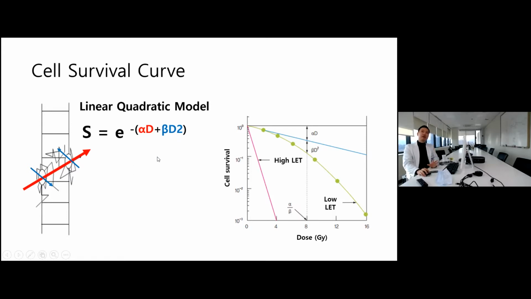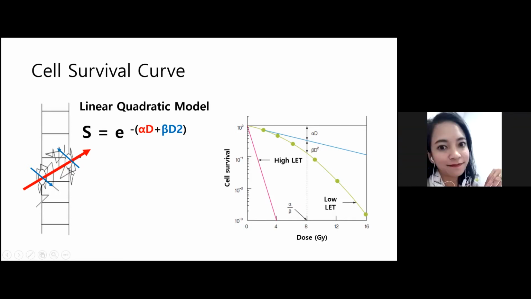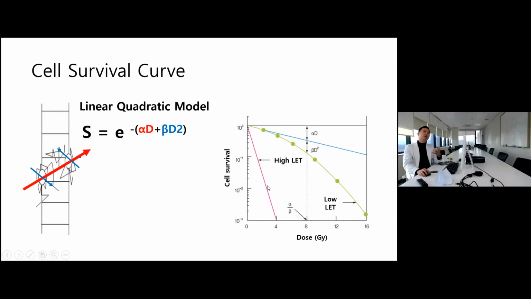So that's what it is composed of. And you can think that high LETs will have much more possibility to have such a single hit with a double strand break. So the alpha D component is higher for the high LET, so the cell survival curve will show as a linear.